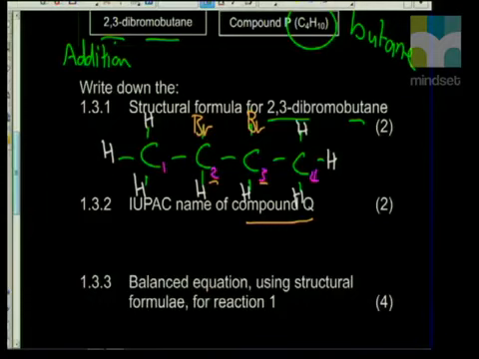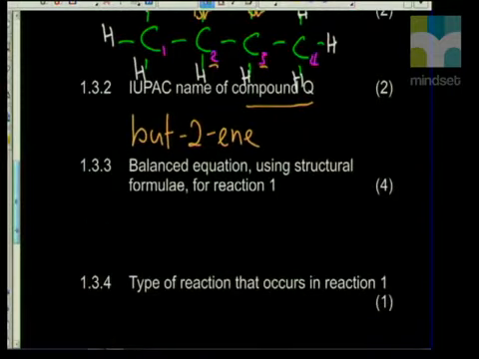So it was an alkene, so it was but. But where was the double bond? Between carbon number 2 and 3. So 2 is the lowest number, so it's but-2-ene. We need to write down a balanced equation using structural formula for reaction number 1.